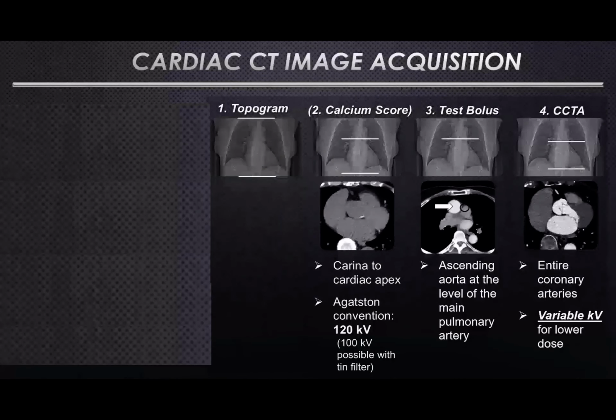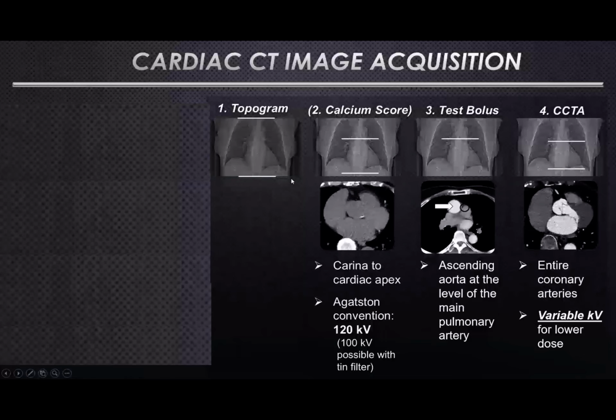So, the actual cardiac CT image acquisition. As a first step, you have the topogram. These bars on the slide indicate the upper and lower range of scanning. Based on the topogram, you also get an impression of the cardiac anatomy. And you see here also the ECG electrodes. The upper ones were about like here.